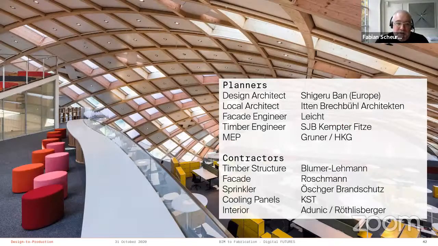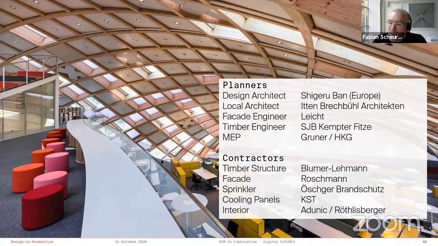Just to give you an impression, this is the finished thing, an interior view on behalf of Swatch, and I hope I mentioned all the involved people in the team already. The design architect, as mentioned, was Shigeru Ban. There was a local architect from Switzerland, Itten Brechbühl, who did basically the whole on-site work. Leicht did the facade engineering, SJB the timber engineer, and Grune the MEP. And on the contractor side, there was Blumer Lehmann for the timber structure, Roschmann for the facade, Oeschger for those 9,000 curved sprinkler pipe segments, KST for the cooling panels, and a lot of interior work for Dunik and Rüttelsberger. That was also following the curvy thing.